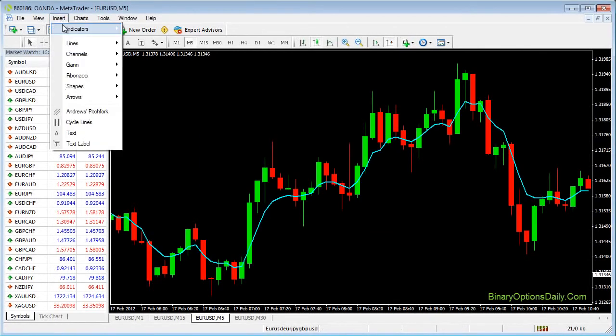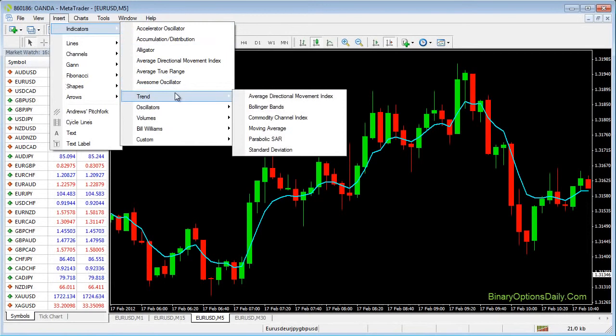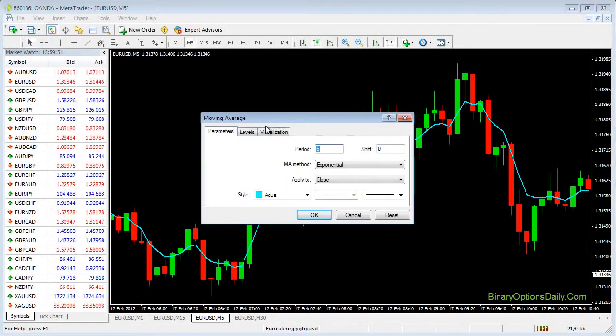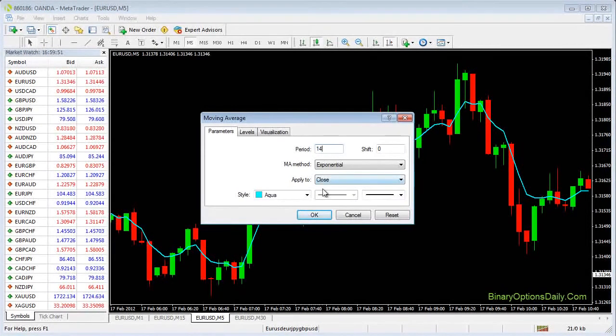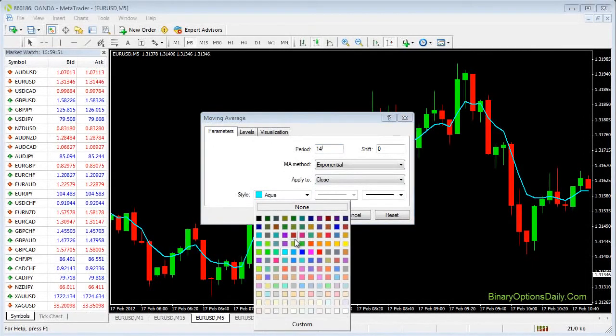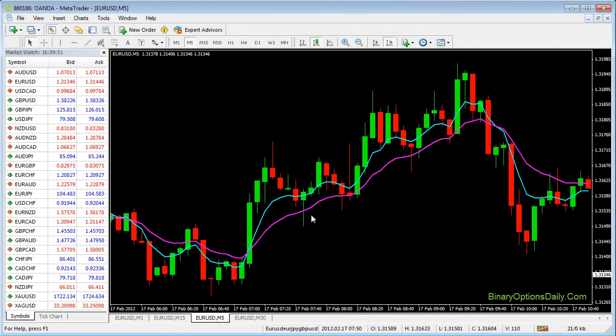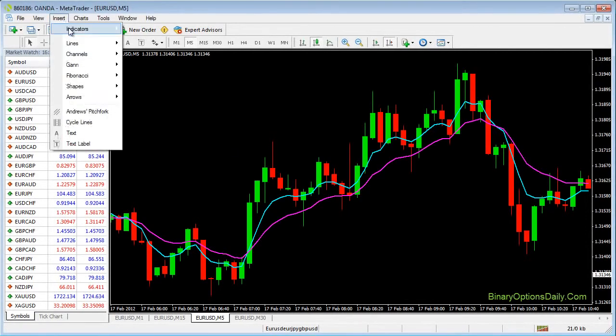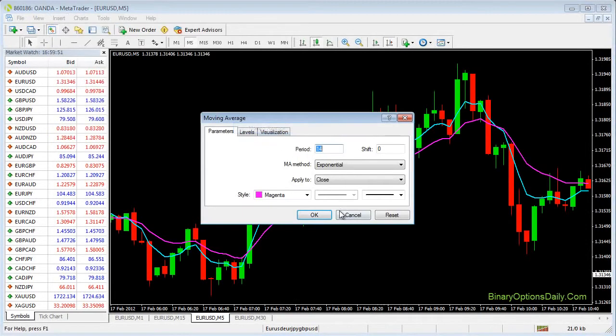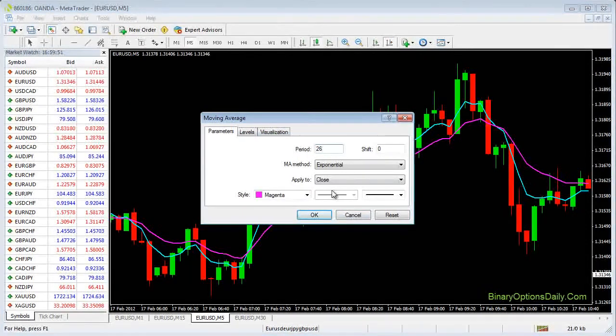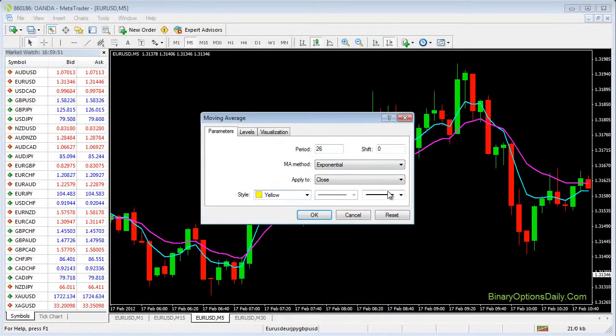Now we need to add 2 more, so we're going to go back to indicators, trend, moving average, and the next one is going to be a 14-period moving average. I'm going to be using a magenta line for this one. And again, these are all exponential and applied to close. So we're going to click OK. And we need to add 1 more. So we're going to go back to indicators, trend, moving average. And this one is going to be a 26-period moving average, exponential applied to close. I'm going to choose yellow for this color and make this one just a little bit bigger, and go ahead and click OK.